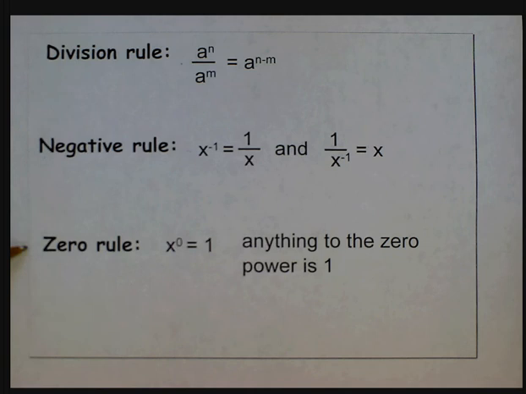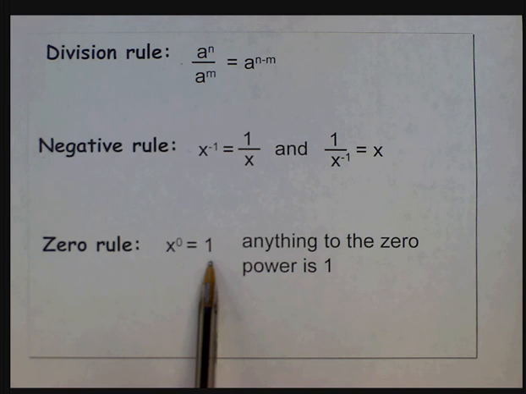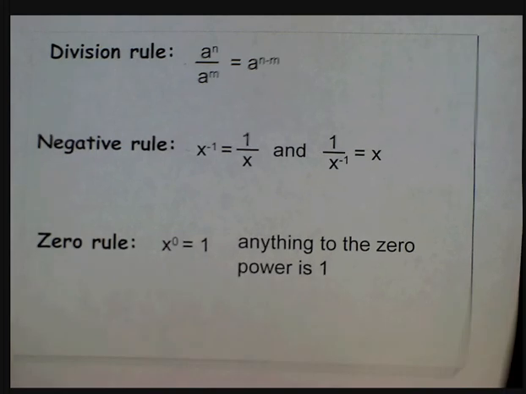The zero rule of exponents. Anything raised to the 0 power is 1. So whenever you have a variable or a number raised to the 0 power, you can make that equal to 1. And if it's multiplying by something else, then you can just cancel that out. All right, let's look at some practice problems.